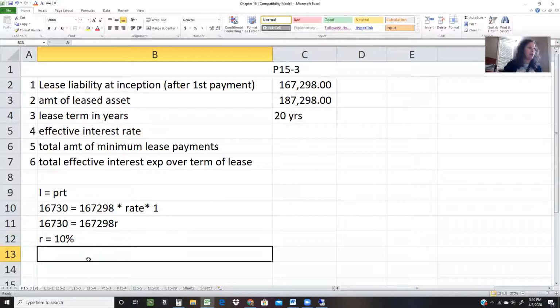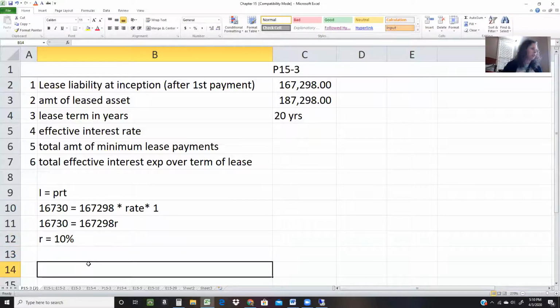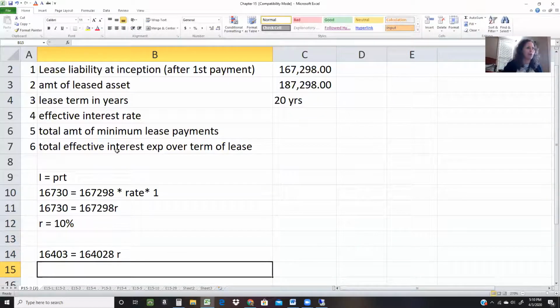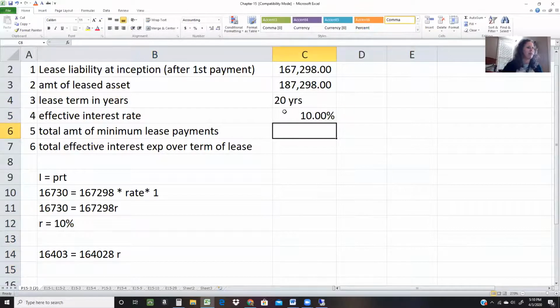And you could use any row in the table. You didn't have to use that row. So you could use the next one and say 16,403 equals 164,028 r. And if you divide that out, you'll get 10% as well. So you don't have to do more than one. So that rate is 10%.